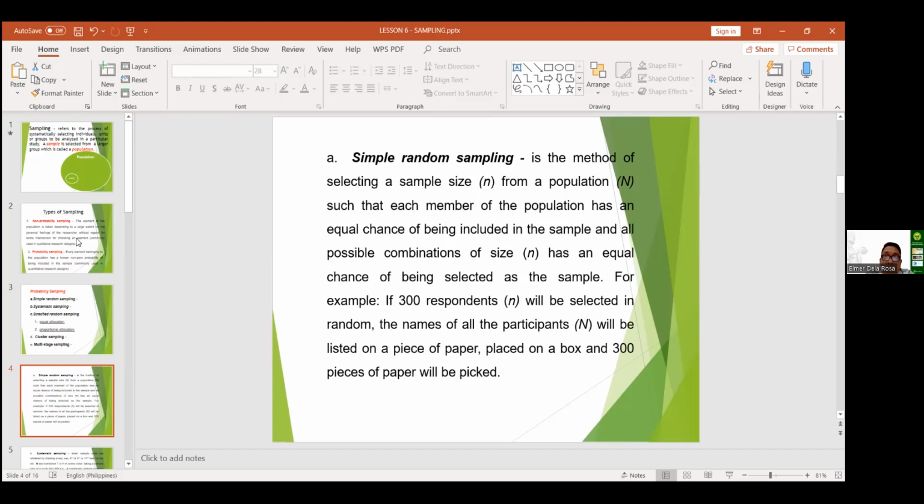So if you have 10,000 members of the population, you do that in 10,000 pieces of paper, and then you select the desired number of samples. So mamaya natin pag-uusapan ilan ba yung n o maliit na n kung ang malaking N ay ito naman. So hypothetically, if there are 300 samples to be selected, all names of the participants, whether that's 2,000 or 5,000, will be listed on a piece of paper, and then completely in random, you pick 300. Okay? Nakikita ba yun? Simple random sampling.